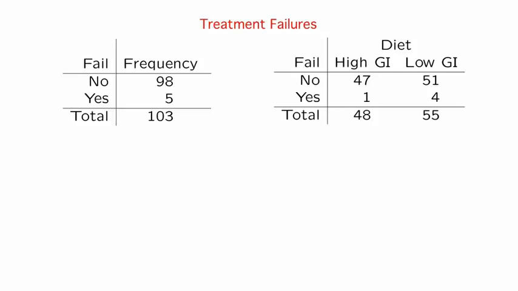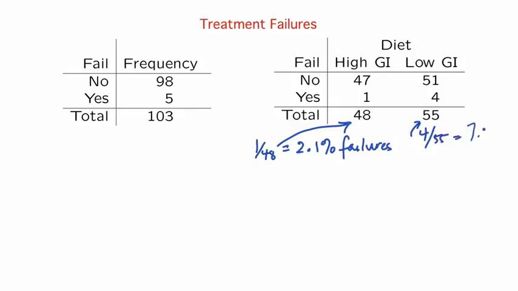Of the 5 failures, we can see that 1 was in the high GI group, and the remaining 4 were in the low GI group. Or looking at this another way, 2.1% of the subjects in the high GI group had a treatment failure, while 7.3%, over 3 times as many, had a treatment failure in the low GI group. So is this an indication that we might have a difference between the two diet groups in treatment failures?